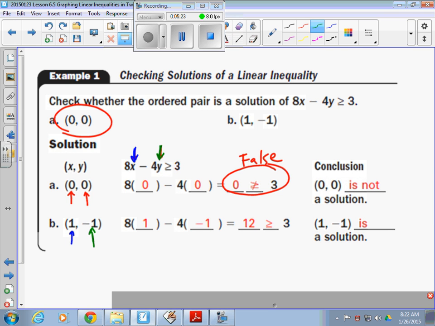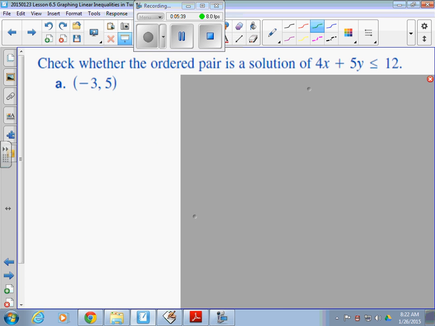8 times 1 is 8. Minus 4 times -1, minus a negative gives you a positive. So 8 plus 4, that's why it comes out to be the number 12, is greater than or equal to 3. That is a true statement. Therefore, you would shade towards that direction. Let's look at some more like that.